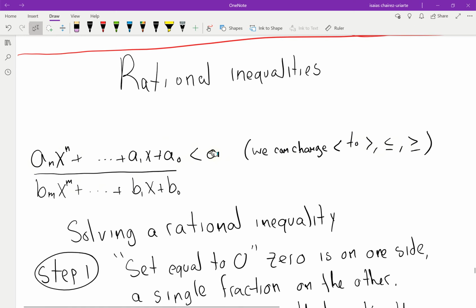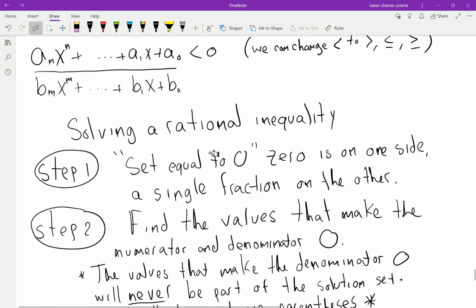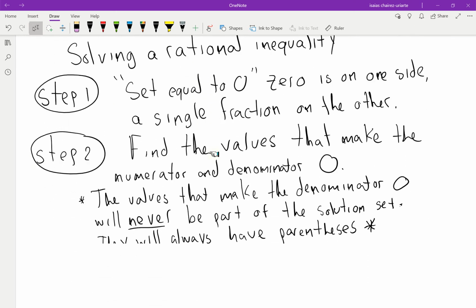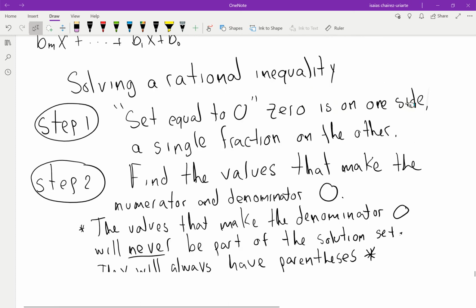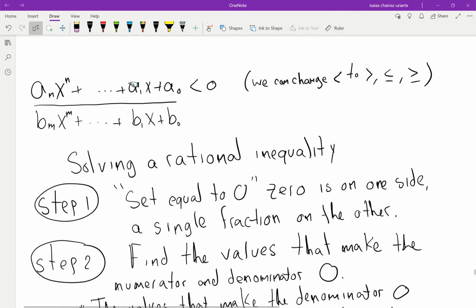Okay, so how do we solve these things? How do we solve a rational inequality? All right, the first thing you want to do is set it equal to 0. What that means is that there should be a 0 on one side of the inequality and a single fraction on the other. So this inequality right here is already ready to be solved. But if it's not, then you have to first set it equal to 0.